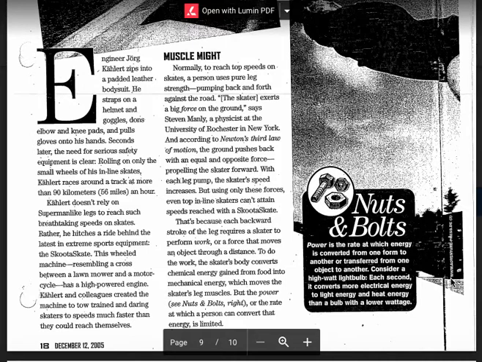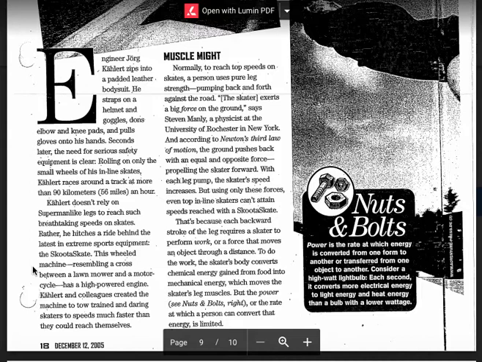Rolling on only the small wheels of his inline skates, Collert races around a track at more than 90 kilometers an hour, which is 56 miles an hour. Collert doesn't rely on Superman-like legs to reach such breathtaking speeds on skates. Rather, he hitches a ride behind the latest in extreme sports equipment, the Scooter-Skate.